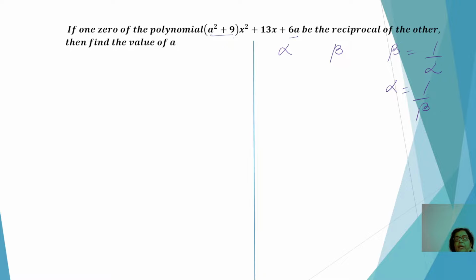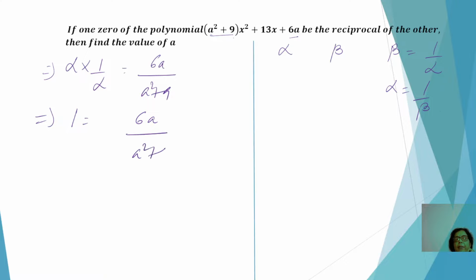So here, getting back to the expression, we'll take the product rule, alpha into 1 by alpha is equal to c by a. C over here is 6a and a is a squared plus 9, the entire expression inside the bracket. Now, why we take the product rule, that will be clear just now. So, alpha into 1 by alpha becomes 1. So, this is 6a by a squared plus 9.